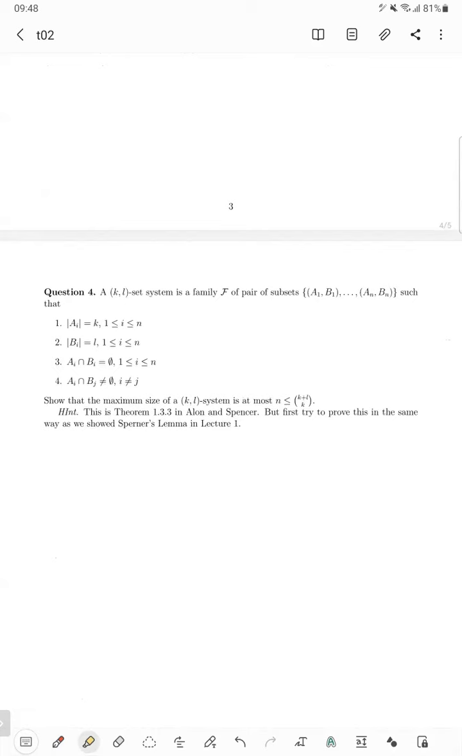This is directly a worked out example in the textbook. This is Alon and Spencer theorem 1.33. But before looking in the textbook, I want you to go back and look at that Sperner's lemma, where we showed that the maximum size of an anti-chain is n choose n by 2, and see if the same idea can be extended to show this.